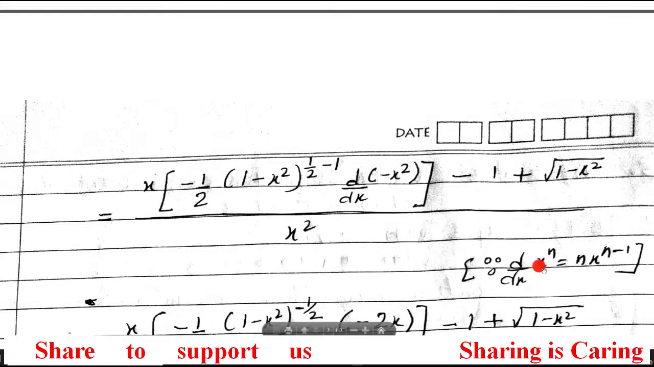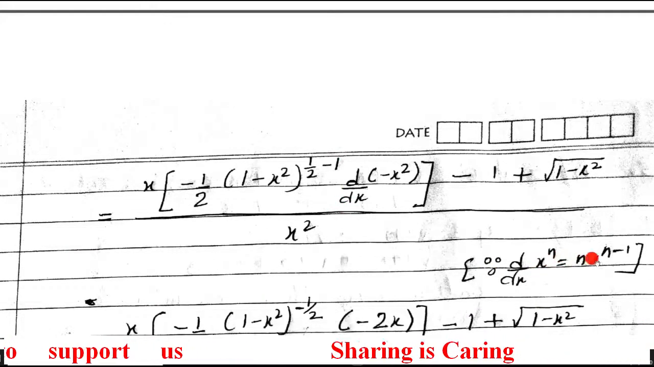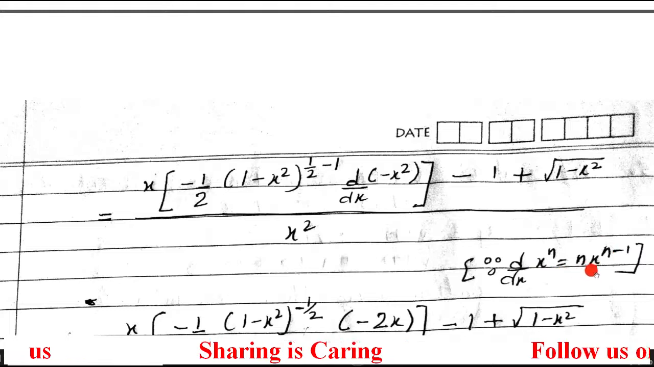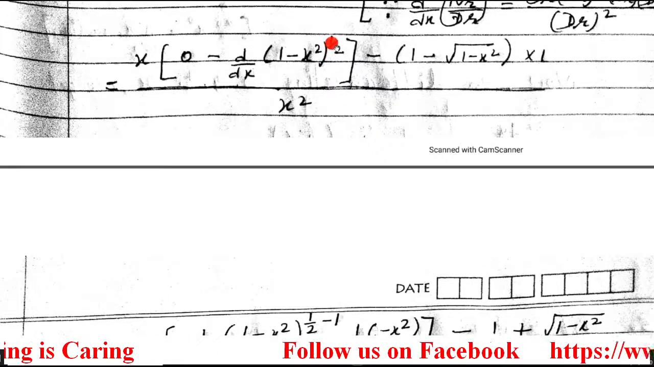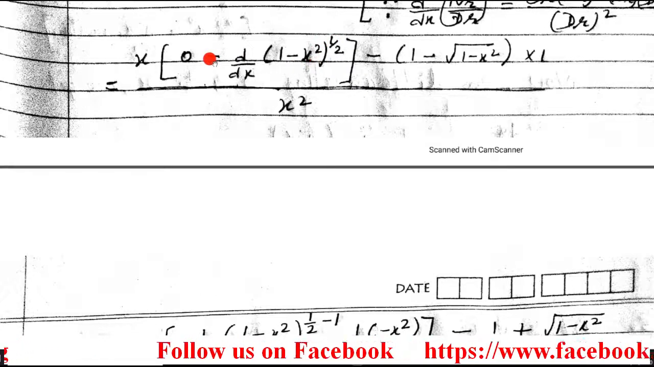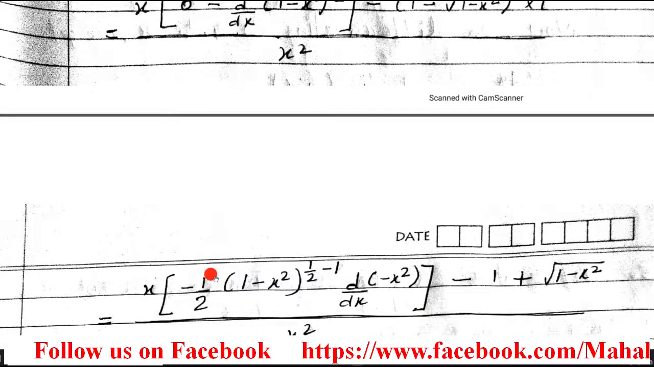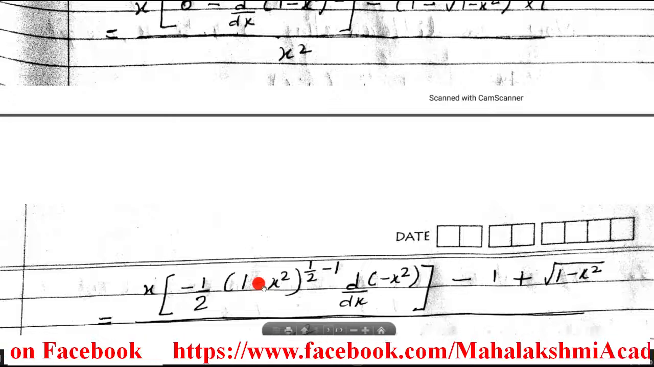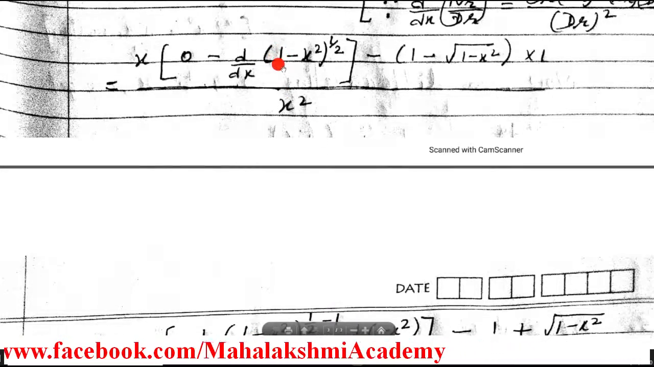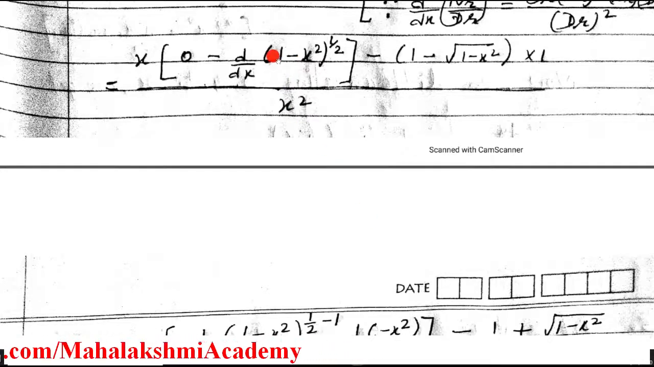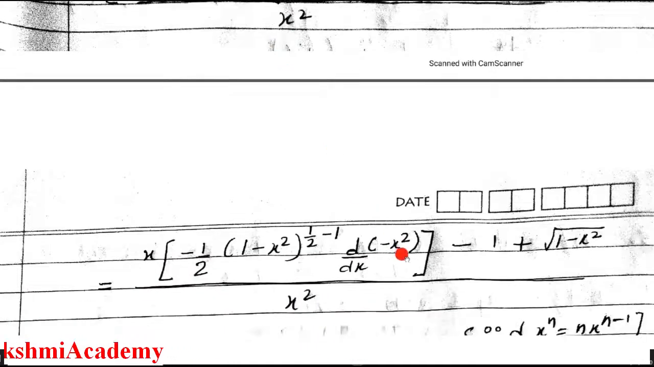What's the formula for differentiation of x to the power n? n x to the power n minus 1. So by using this, what is n for us? n for us is half. Now because of this minus sign, it becomes minus half. Then x to the power n minus 1. Then again by the chain rule you have to differentiate 1 minus x square. Since differentiation of 1 is 0, I avoided it and wrote only x square.